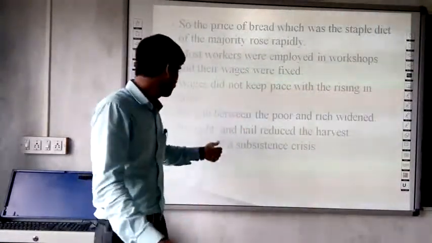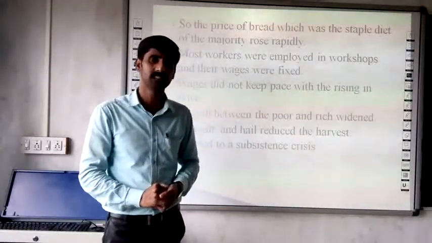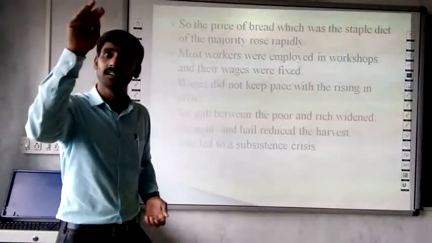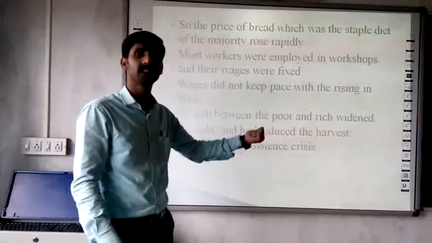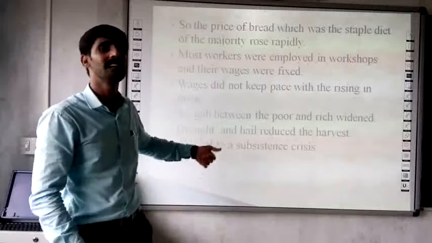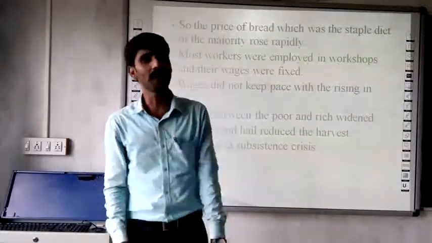Apart from this, drought and hail reduced the harvest. Earlier there was very little production, and this hail and drought reduced the harvest. These circumstances all led to the subsistence crisis. So let us go to the next part.